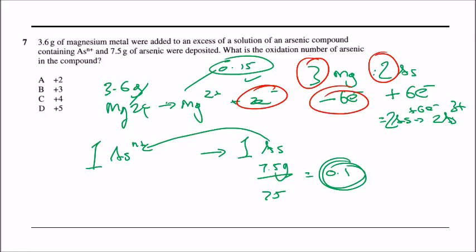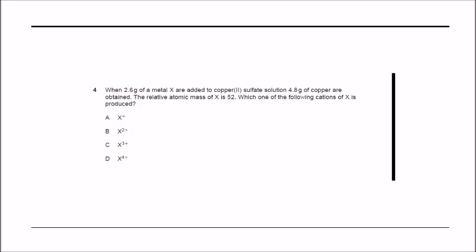Remember, in oxidation and reduction, electrons can't be lost or gained, they can only be transferred. So that tells me that the arsenic must be gaining those 6 electrons. So if 2 arsenics are gaining 6 electrons, they must gain 3 electrons each. And if they gain 3 electrons each and they start off with a particular charge, and they go to 0 charge, then the oxidation number on the arsenic must be +3.